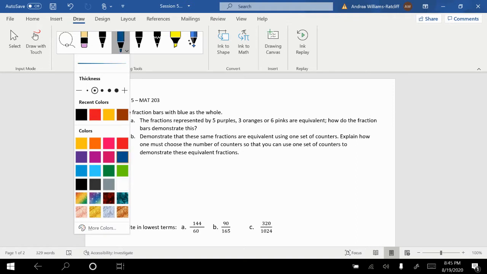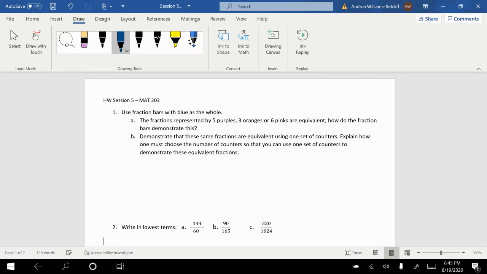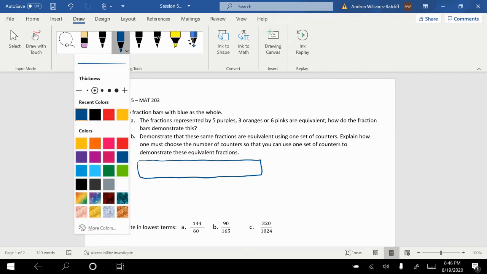So we're starting out with the blue bar, okay? So we have our blue bar. And we know that in comparison to this blue bar, if we were to compare 5 purples, 3 oranges, or 6 pinks, we would end up with an interesting pattern here, okay? So let's start out first and draw the oranges, okay?